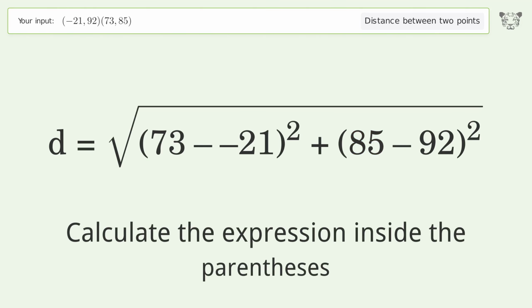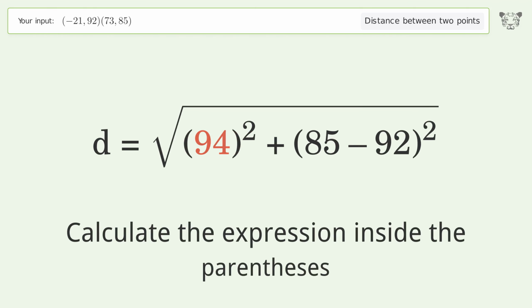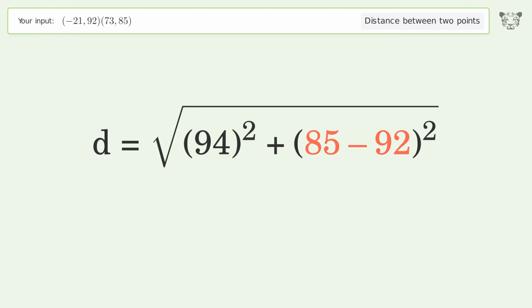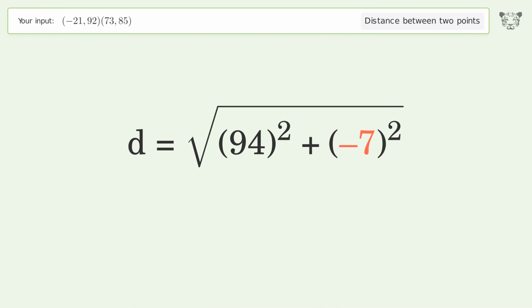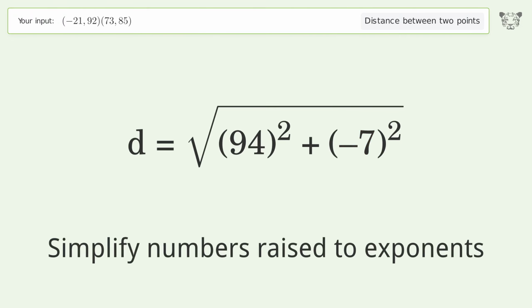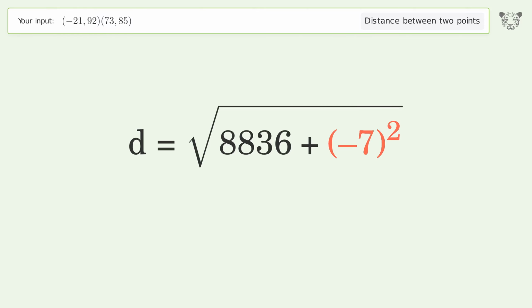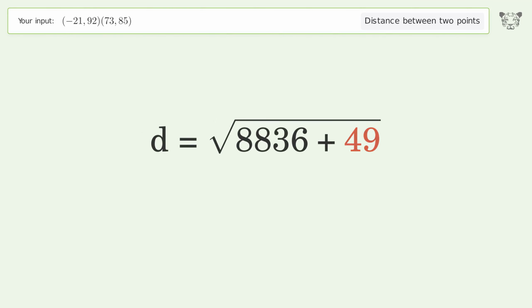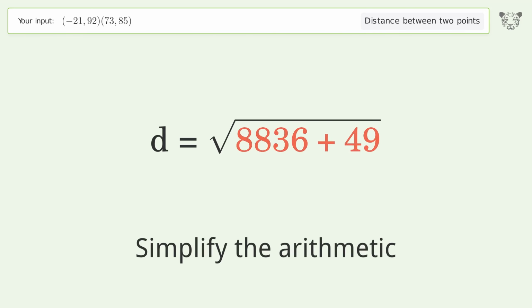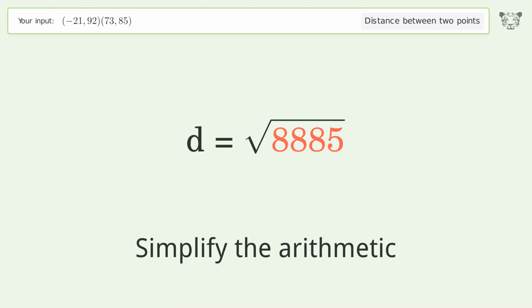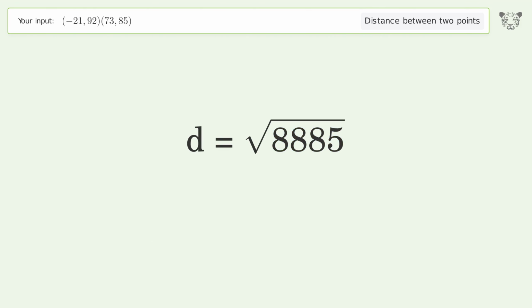Calculate the expression inside the parentheses. Simplify numbers raised to exponents. Simplify the arithmetic. And so the distance between the 2 points is the square root of 8,885, or 94.26.